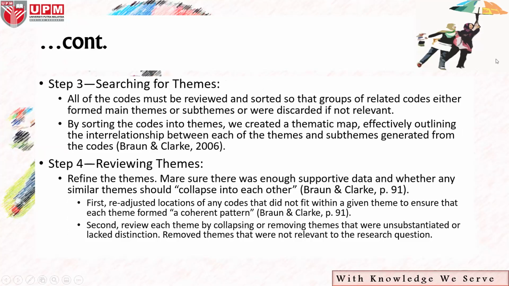The next step is reviewing the themes. Refine the themes, make sure that there is enough supportive data and whether any similar themes should collapse into each other. So first, macam mana kita nak buat? First, readjust the location of any codes that did not fit within a given theme to ensure that each theme forms a coherent pattern. Second, review each theme by collapsing or removing themes that were unsubstantiated or lacked distinction. Remove themes that were not relevant to the research questions.